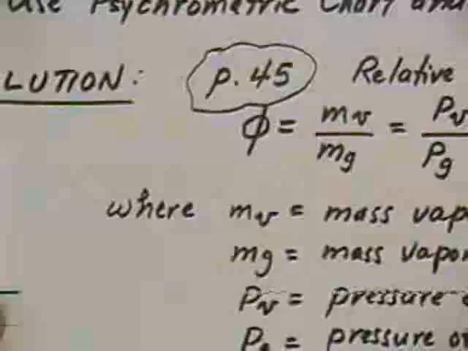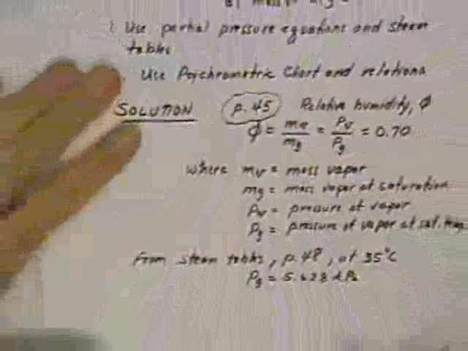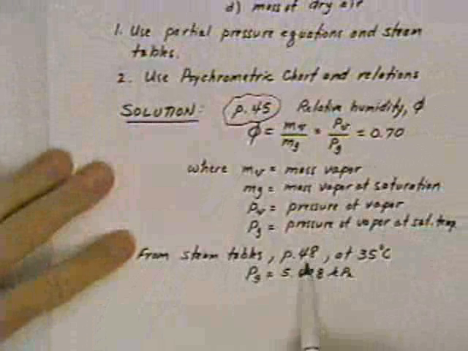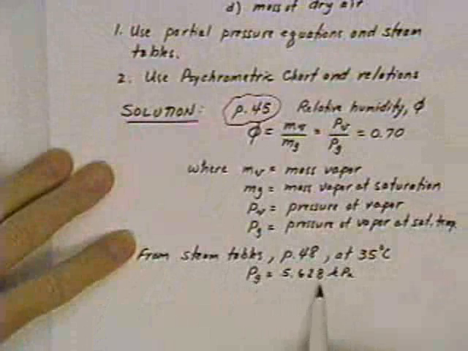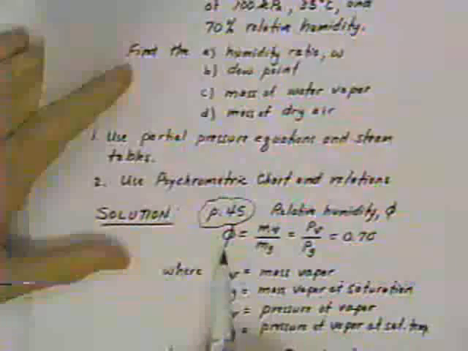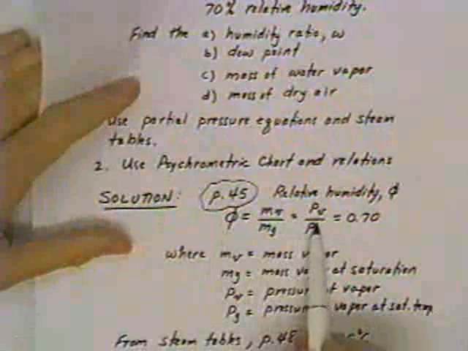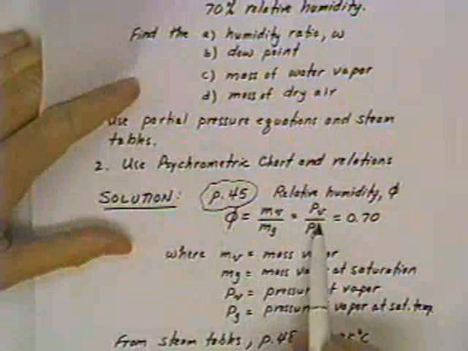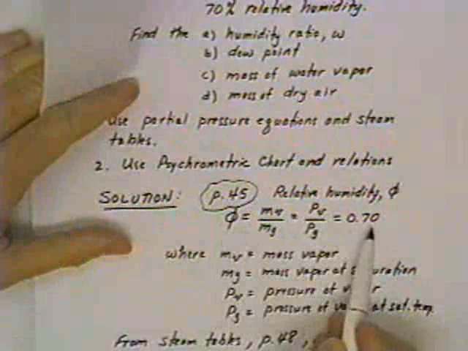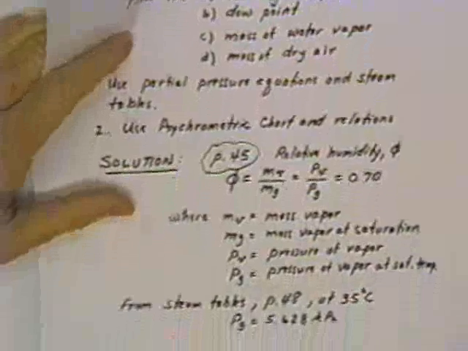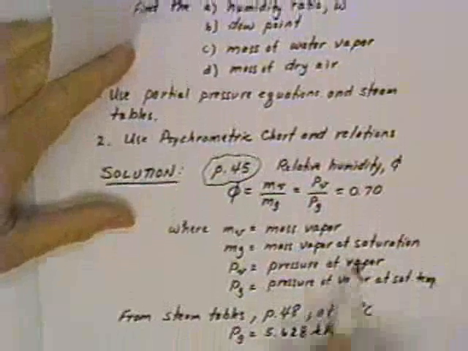Steam tables, page 48, 35 degrees C, PG is 5.628 kilopascals. That's what we just came up with. Okay, now, using the expression that the relative humidity phi is equal to PV over PG, we can solve for the partial pressure of the water vapor in the atmosphere for this particular condition. We're given that we've got 70% RH to start with. We just found PG was 5.628 kilopascals, and so we can then find PV, which is the partial pressure of the water vapor.